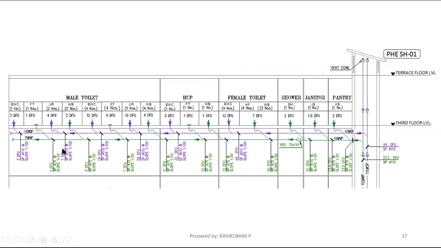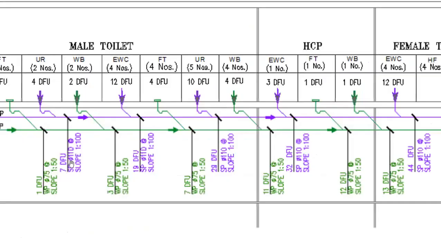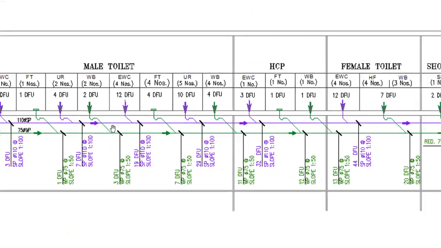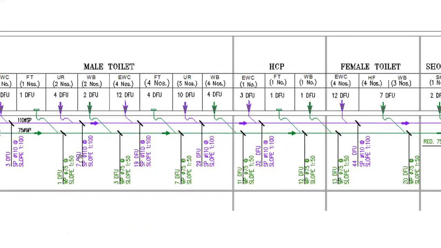So here our fixture unit value is 7 only. Again, 4 EWCs will connect into the same branch, the same header. So 7 plus 12, 19 is coming. So the same size we are maintaining, and the slope is also the same, 1:100.